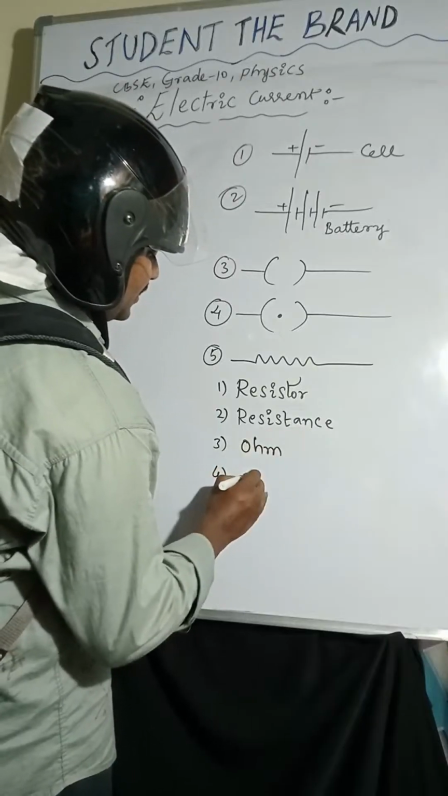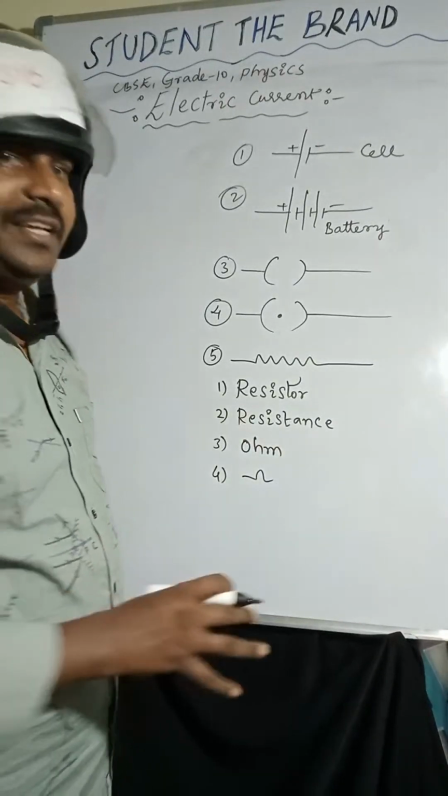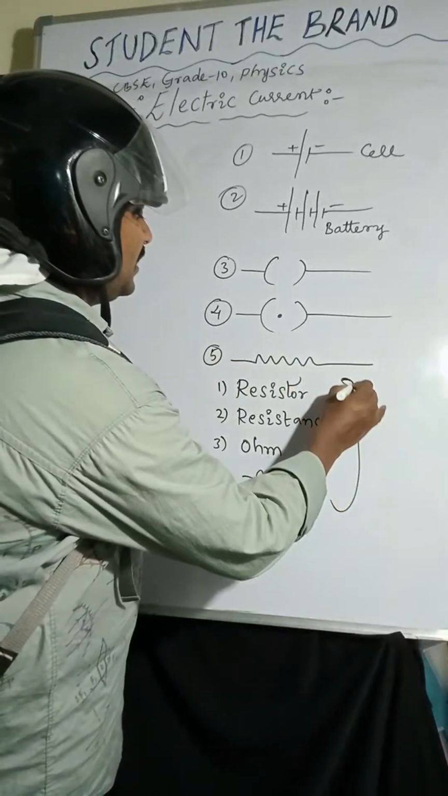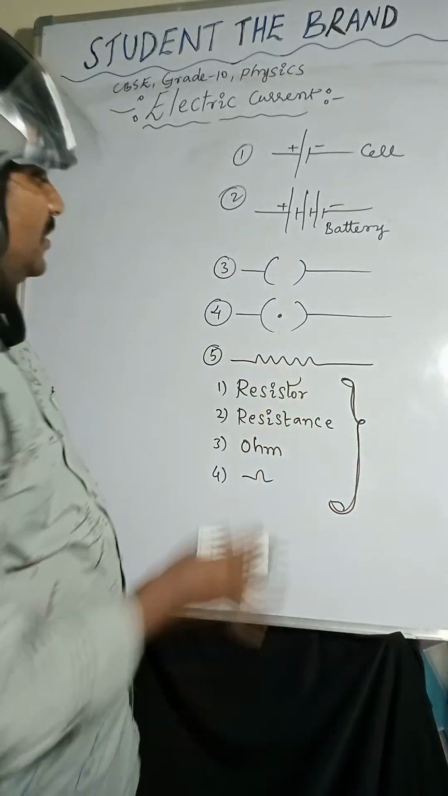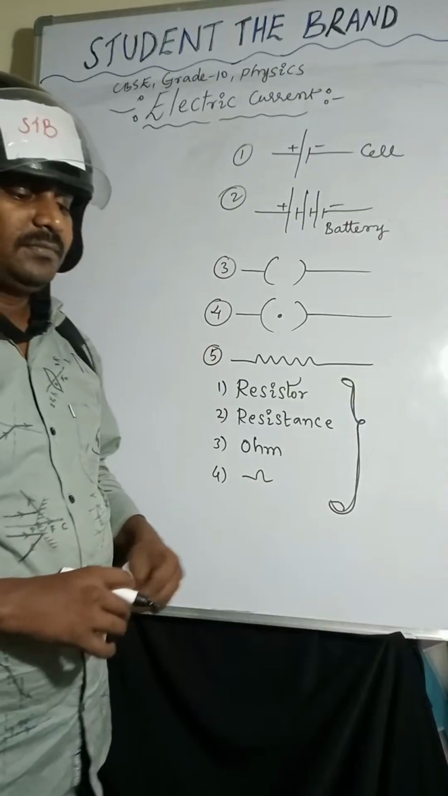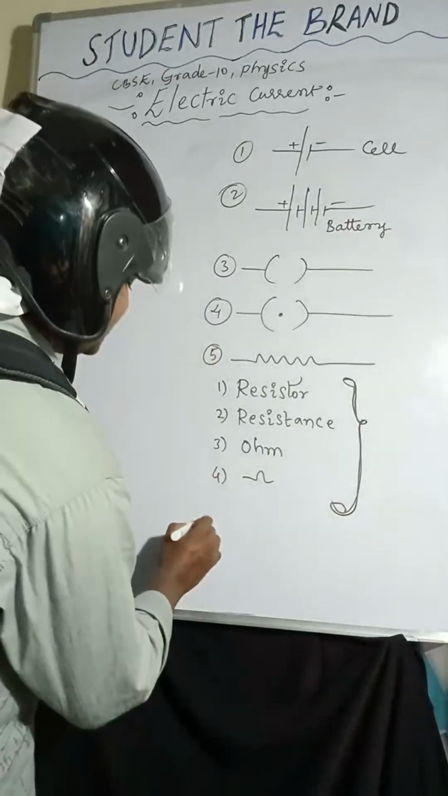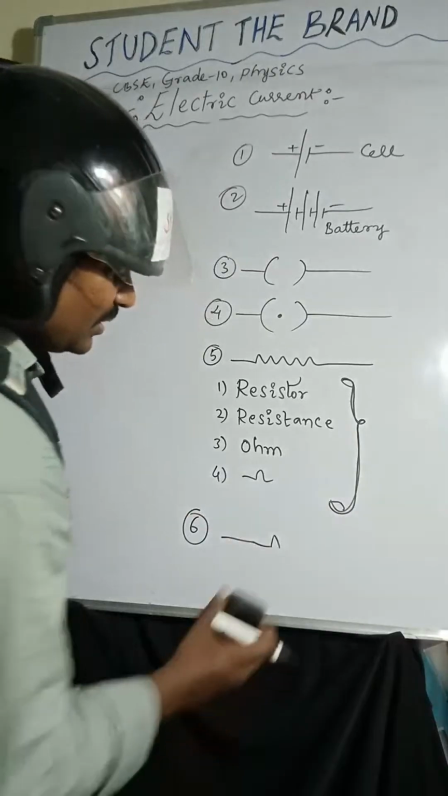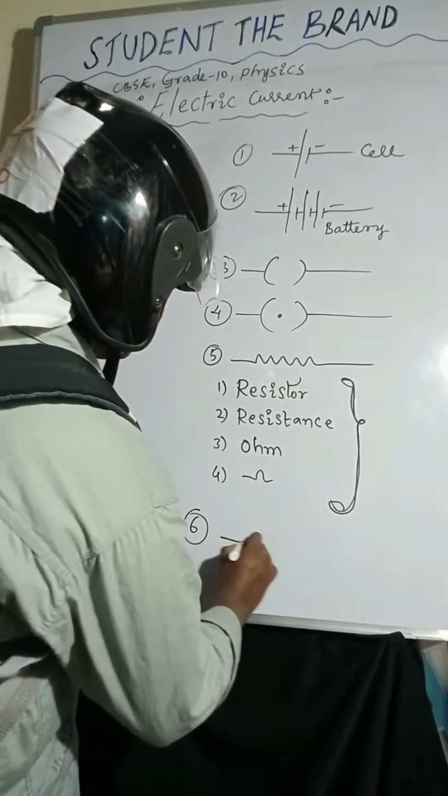And the fourth one, the symbol, I am taking like this. These 4 points are very important related to resistor, so make sure that you learn them: resistor, resistance, ohm and symbol. This is the symbol. Coming to the rheostat, the 6th one. Rheostat we are discussing now. Rheostat is a device.